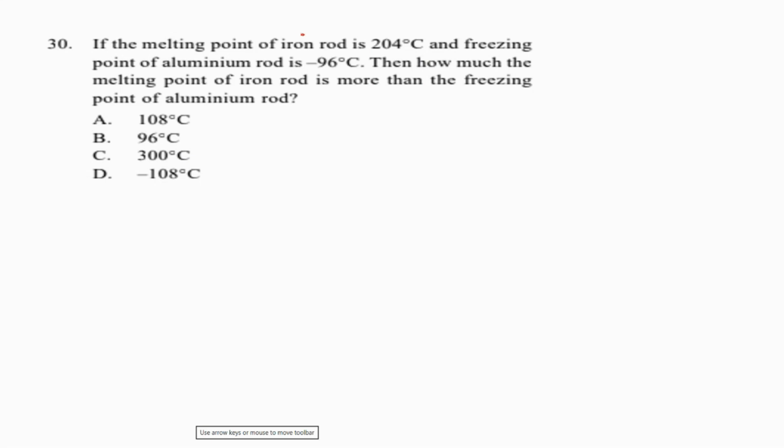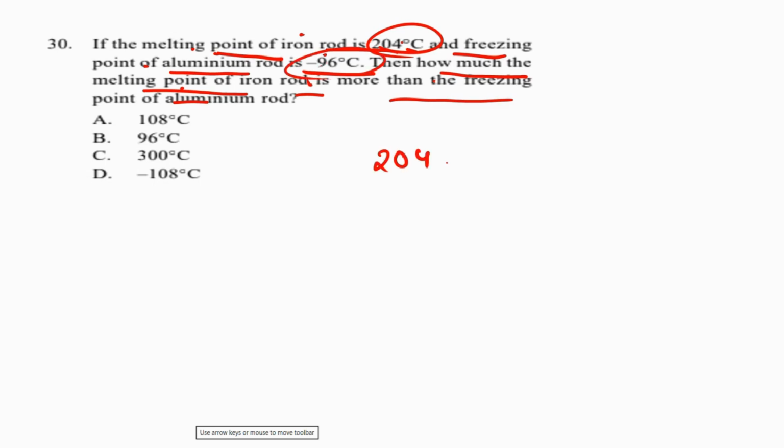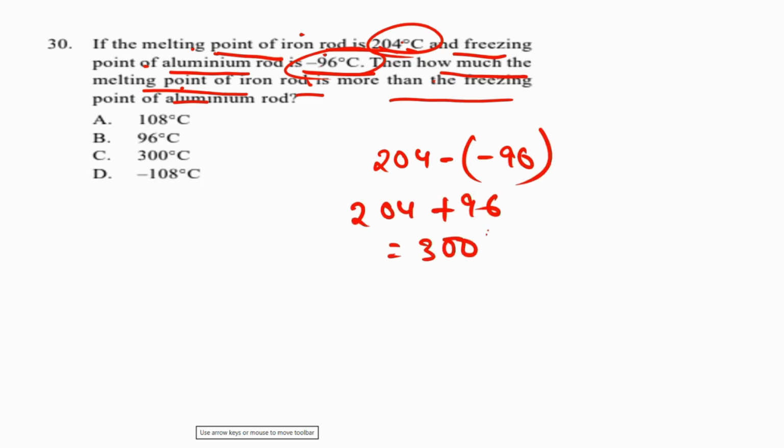Next question number 30. The melting point of iron is 204 degrees Celsius and the freezing point of aluminium is minus 96. How much is the melting point of iron more than the freezing point? How much is this more? So what we have to do, we have to subtract 204 minus 96. Minus of minus is a plus 96. So 204 plus 96 is 300 degrees Celsius. Option C as the answer.